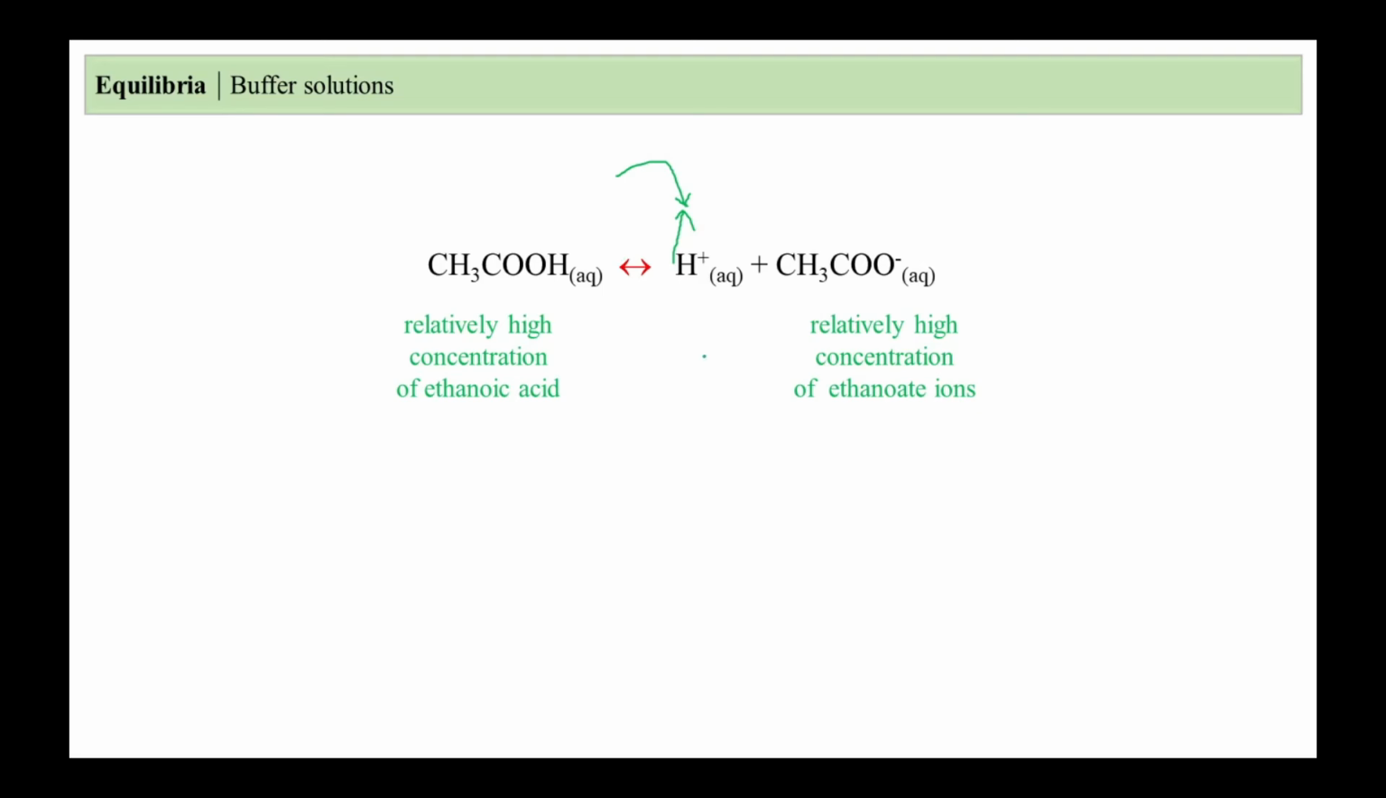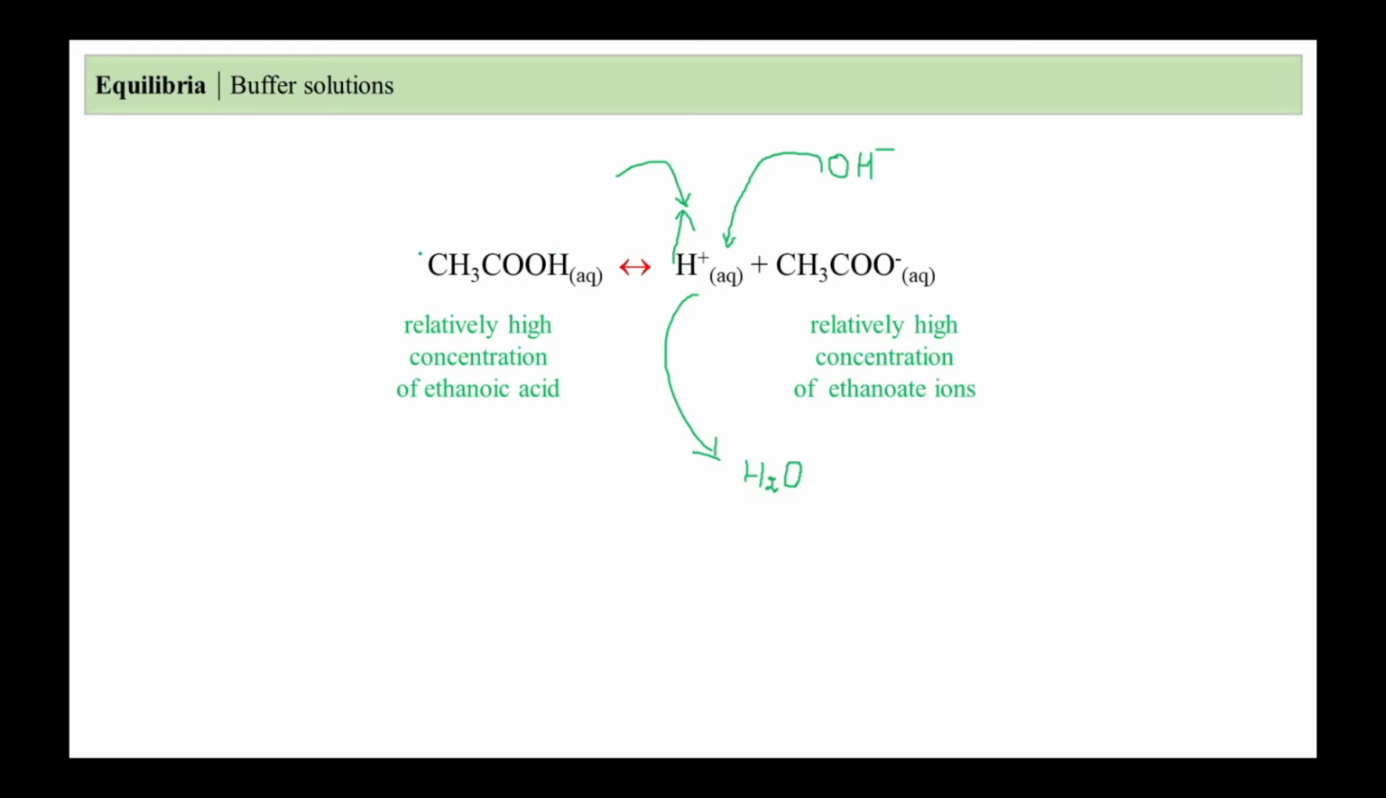And now let's see what will happen if we add the alkali, which means the OH minus ions. By adding OH minus ions, they will react with the existing H plus ions to form water. And this will reduce the concentration of H plus ions. Then, following Le Chatelier's principle, this equilibrium will shift to the right, which means that the acid will dissociate to form H plus ions until the equilibrium is reestablished.